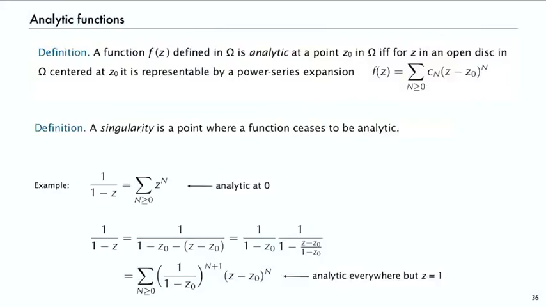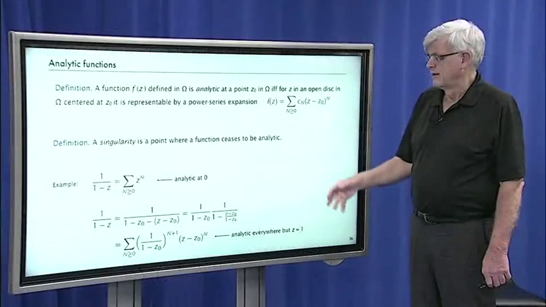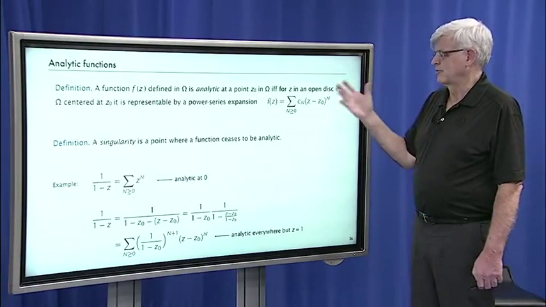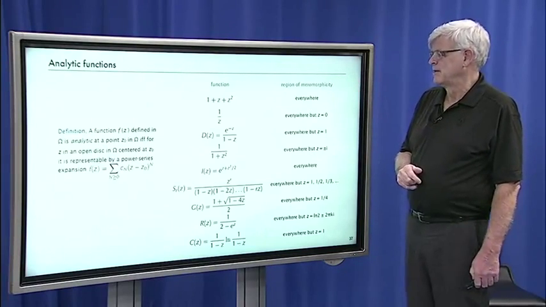So, for example, 1 over 1 minus z in a small neighborhood of 0, we can write that as the sum over n greater than 0 of z to the n. So 1 over 1 minus z is analytic at 0. Actually, with a little algebra, you can show that 1 over 1 minus z is analytic everywhere, but at z equals 1. But the idea is representable by power series expansion.